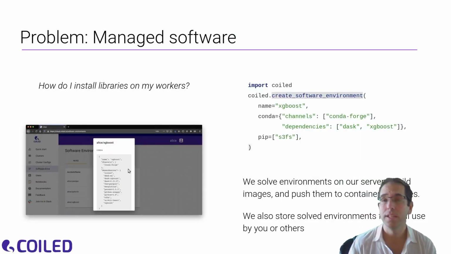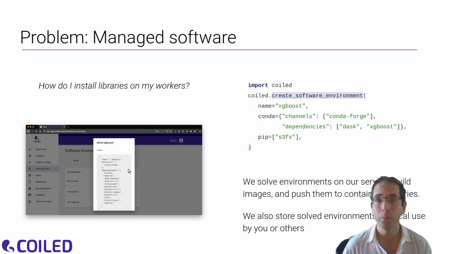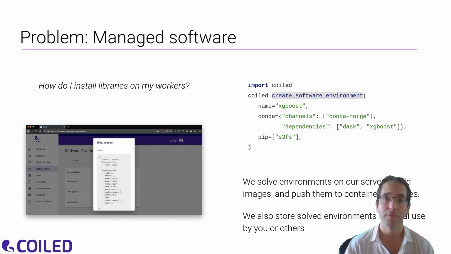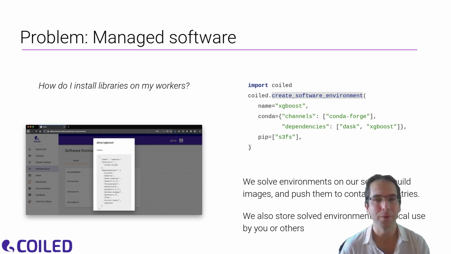So the first of those is managed software. How do we add the libraries that we care about onto our Dask workers on the fly? And how do we share those around? How do we version them? There's a lot of sort of social things that happen with these software libraries. Many of our users don't actually understand Docker that well. A lot of data scientists have some Docker familiarity, but it's not a tool that they use on a daily basis. So this is one of the things that we handle for you.